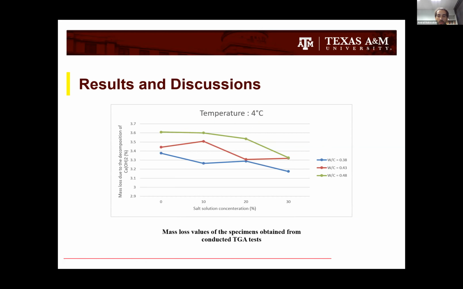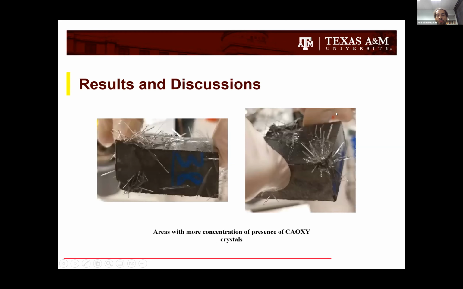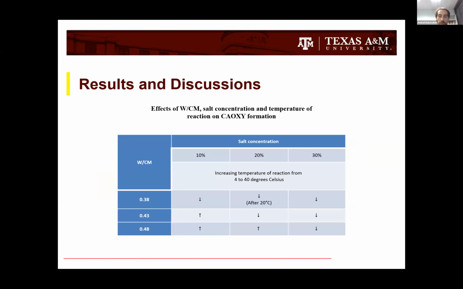In this graph also, you can see the results from samples with different water to cementitious ratios at a temperature of 4 degrees Celsius. In this picture, you can see the areas with a higher concentration of KXC crystals. And this table is a summary of the results we obtained from the TGA test, which I will explain a little bit in the conclusion part.